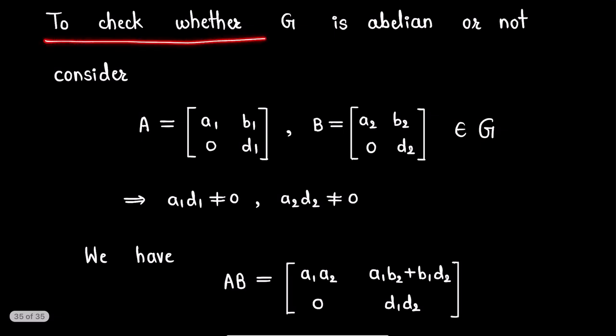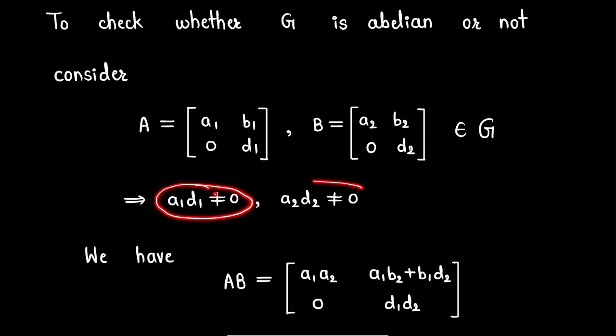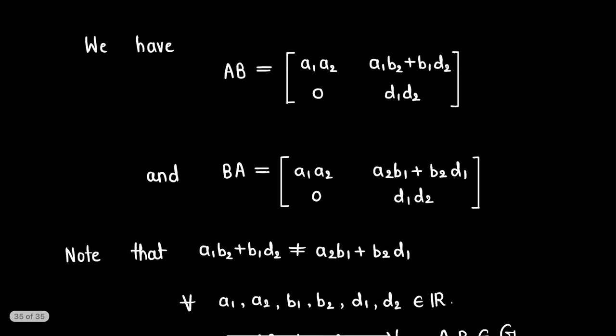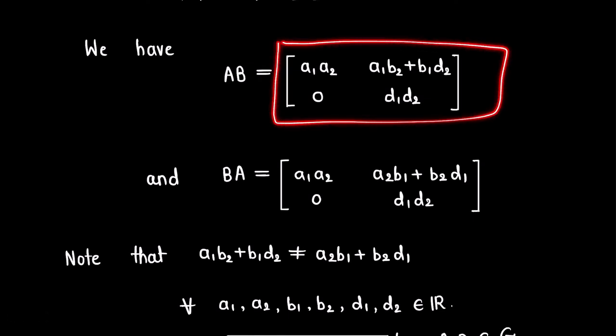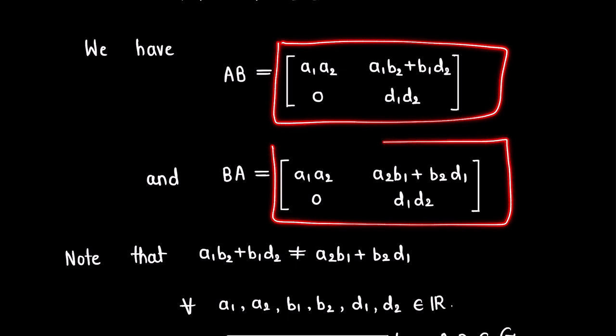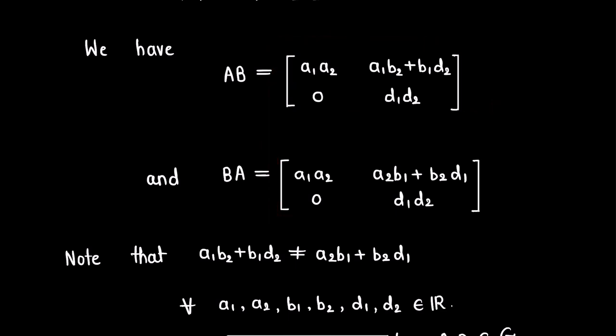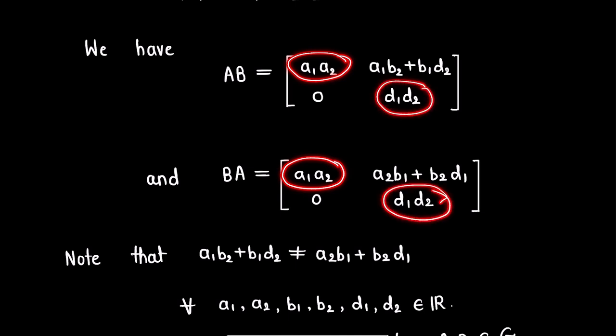In order to check whether G is abelian or not, consider two matrices A, B in group G. As A and B are in G, we have the product of diagonal entries not equal to 0. Now, note that AB will be this matrix and BA will be this matrix. Here we can observe that these two entries are the same.